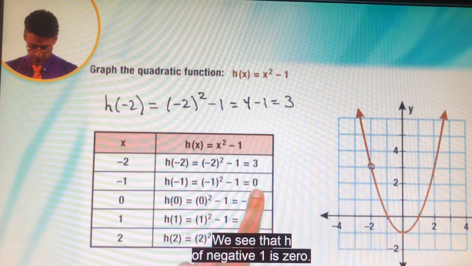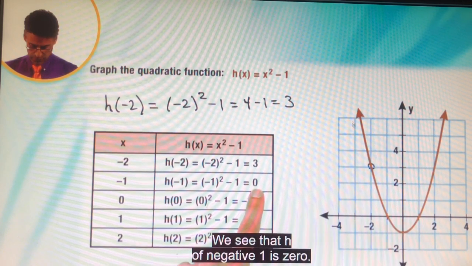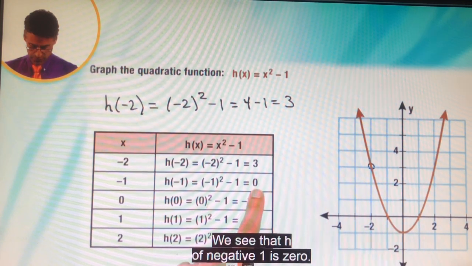Okay, so the point being that this minus 1, like I was telling you on the previous problem, is going to move the parent function down 1. It's still going to stay the same, except it'll be moved down 1. Let's try to go ahead a little bit here.